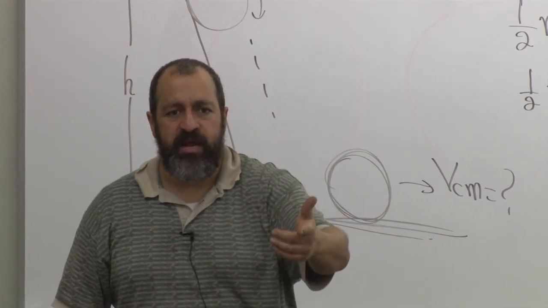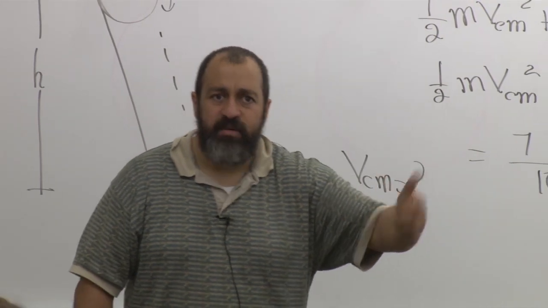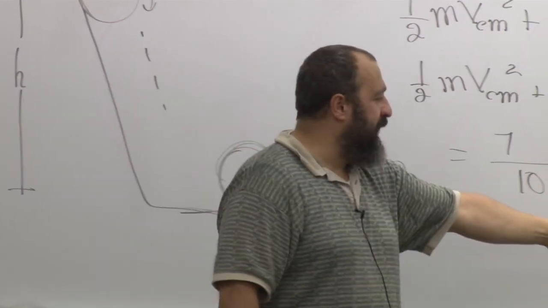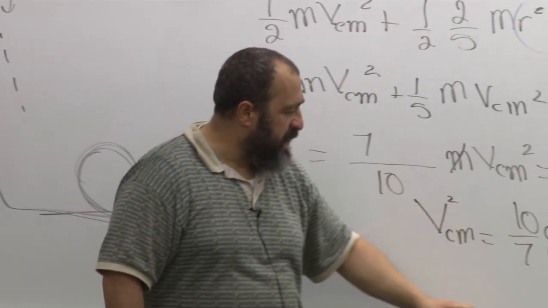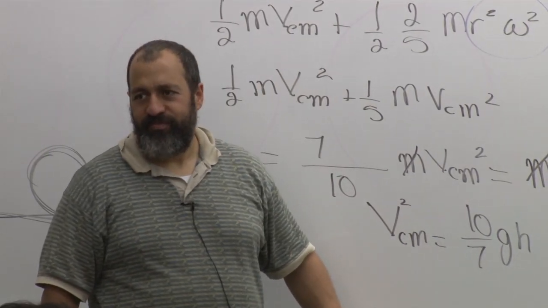What will it be for a ring? Ring has higher moment of inertia. It'll be less than that. It'll be actually, what will it be? I don't know. gh. Just gh.